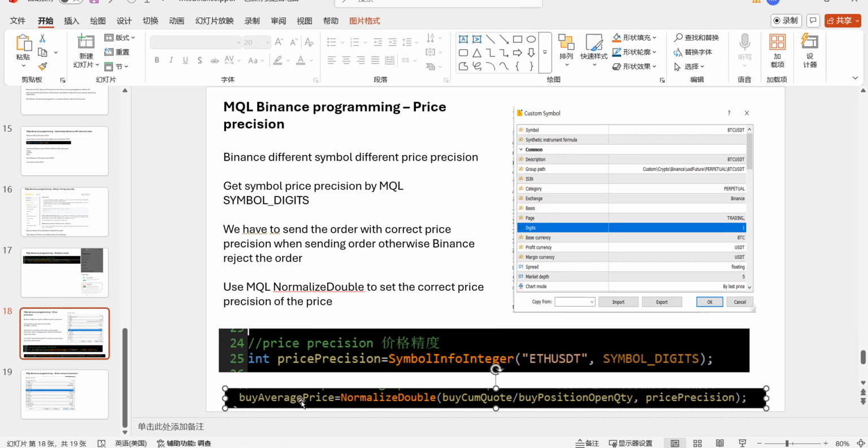So, for example, after the calculation of the buy average price, we have to modify this variable to a number with the correct price precision, which is done by the NormalizeDouble function before we send the ETH USDT order.